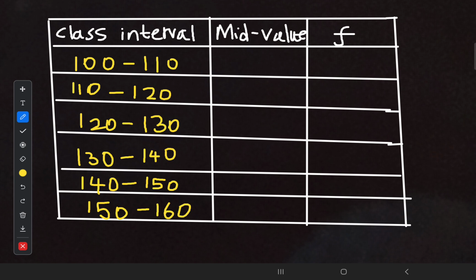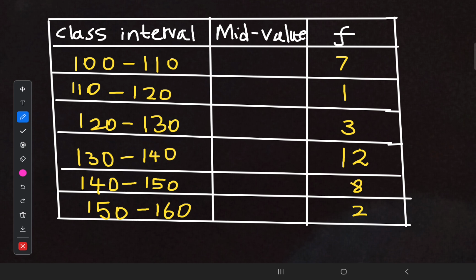The frequency is also indicated. The frequencies are 7, 1, 3, 12, 8, and 2. Our task is to find the mid value of this class interval.